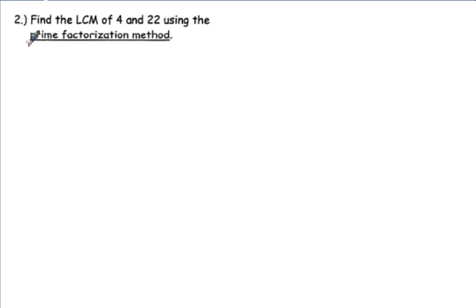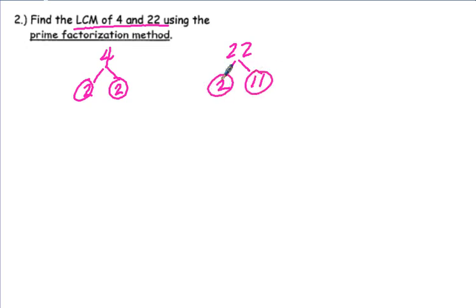Now, using prime factorization, find the LCM of 4 and 22. The first thing you're going to want to do is draw your factor trees. 4 will branch to 2 times 2. 22 would branch to 2 times 11. Both of those are prime, so we circle both of those. So over here we have 2 times 2. Over here we have 2 times 11. So you need to build your chart.